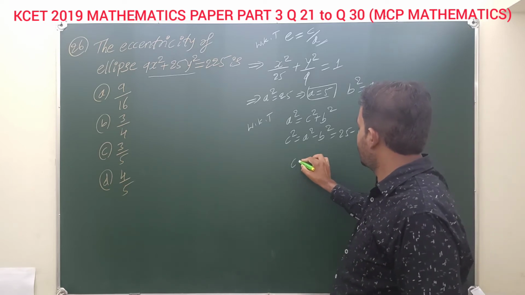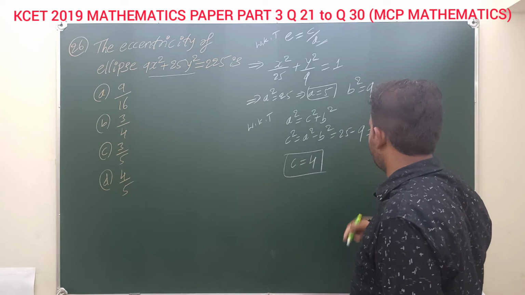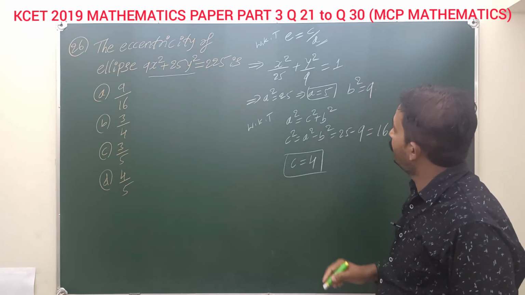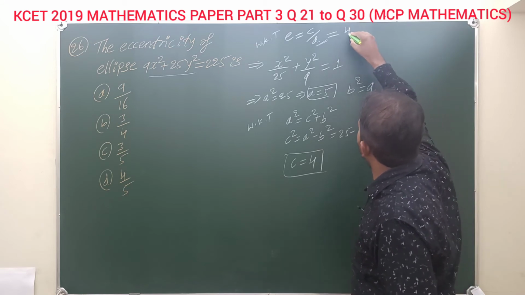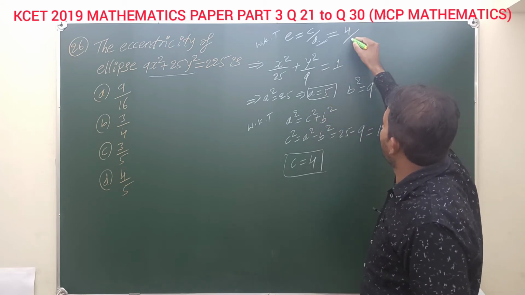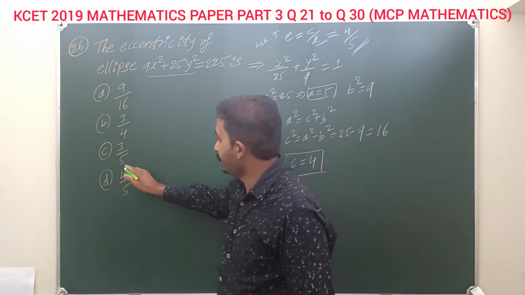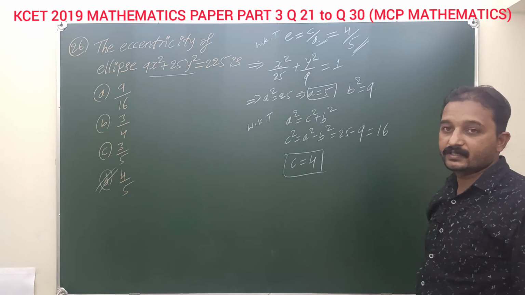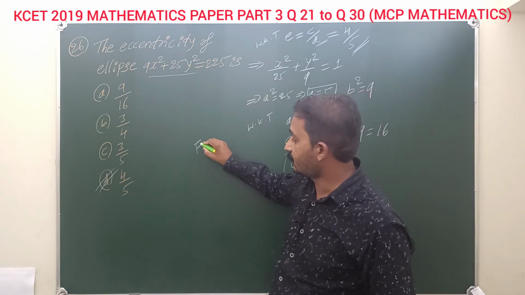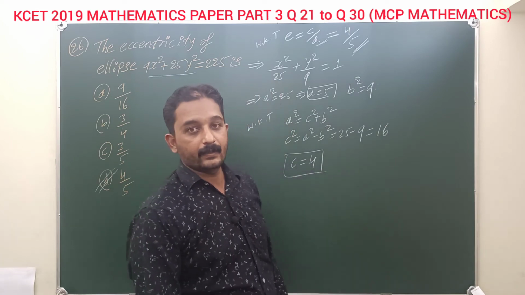Now c is a length, hence it is positive, so take positive 4. C is equal to 4. Now e is equal to c by a, so c is 4 divided by a is 5. 4 by 5 is the answer of this question. Option D is correct. Easy question. All the students solve this question because they have already solved this type of question in the NCERT textbook. Take down.